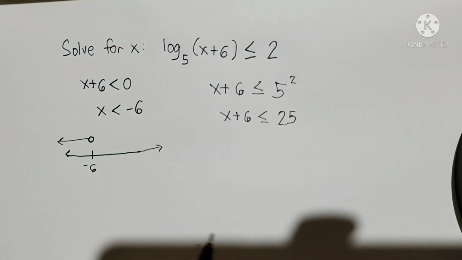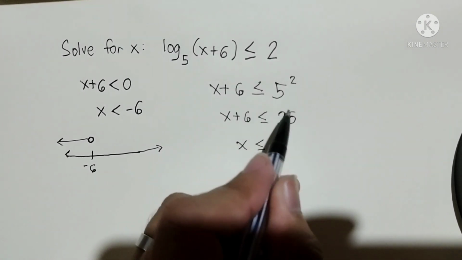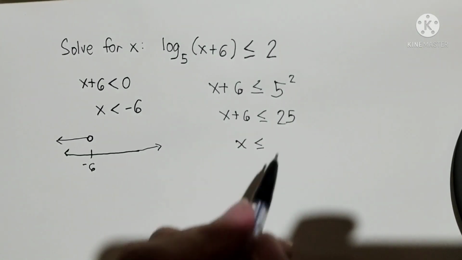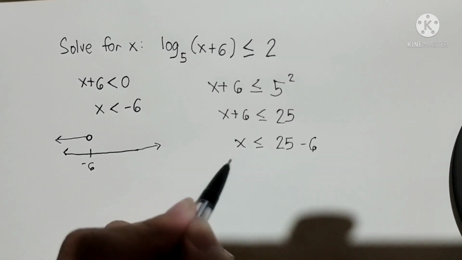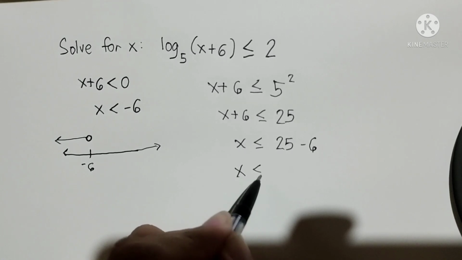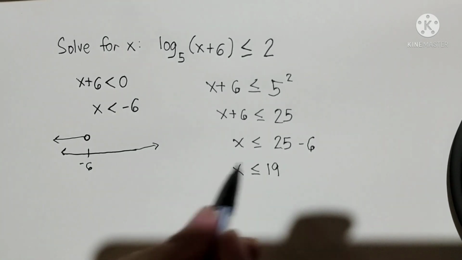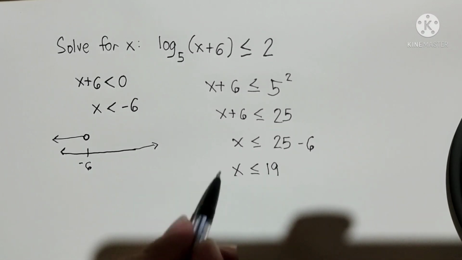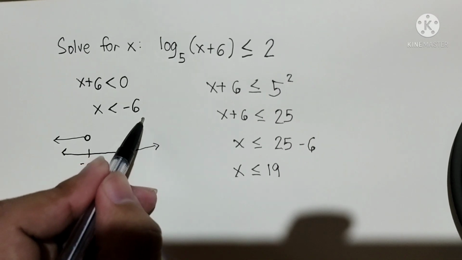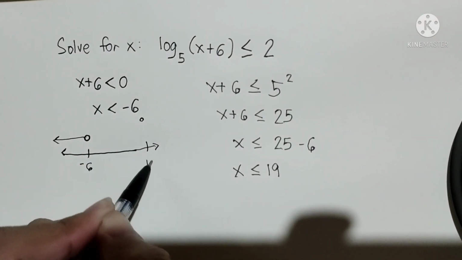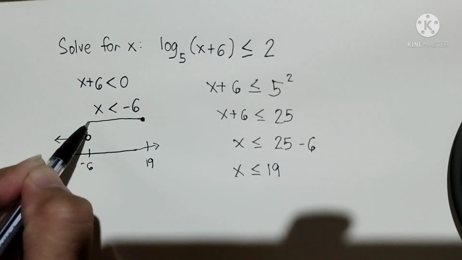And then, we will solve for x by moving negative 6 to the right-hand side of the inequality, that is 25 minus 6. Tapos, ang 25 minus 6 is 19. Kapag naman pinlot natin yung inequality x is less than or equal to 19 sa number line, kung ito si 19, ito yung mga na-solve nating solutions.